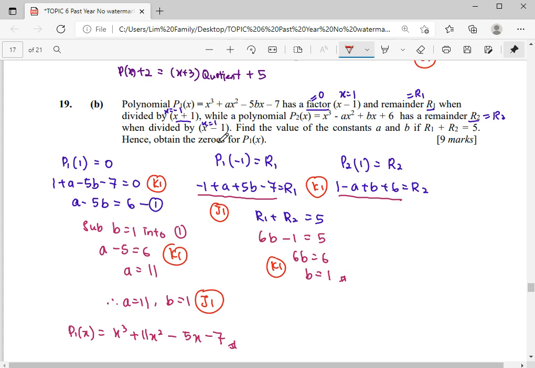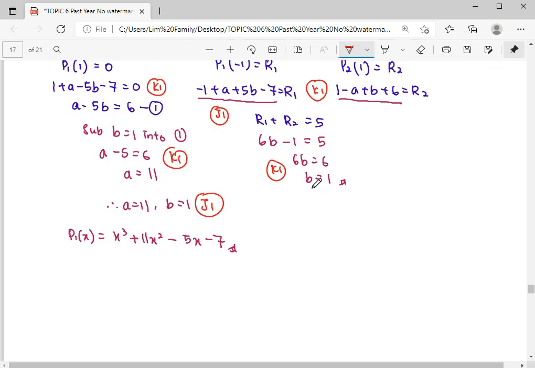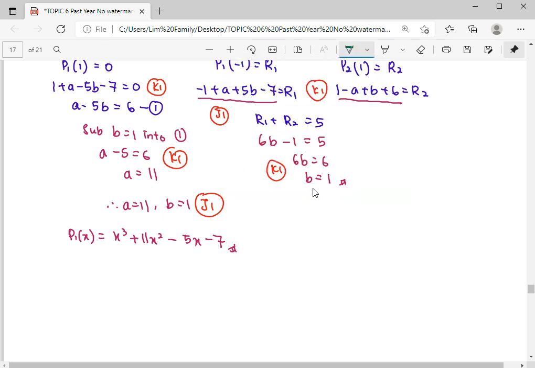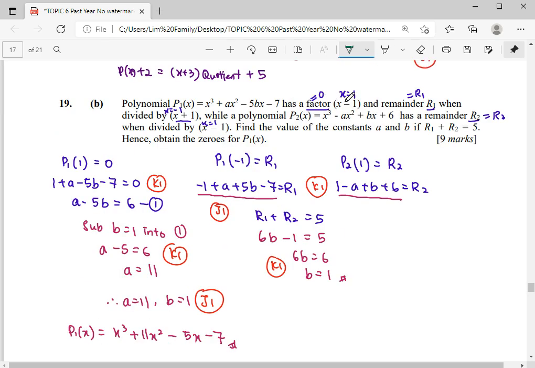Hence, we obtain the zeros. When you want to obtain the zeros, it will be obtained from the factorization. So we can see in our P1 here, one of the factors is x minus 1. So we divide by this factor, we can get the other two factors. What is that? So now we proceed. I will take this polynomial x cubed divided by one of its factors. So it said just now its factor is x minus 1.